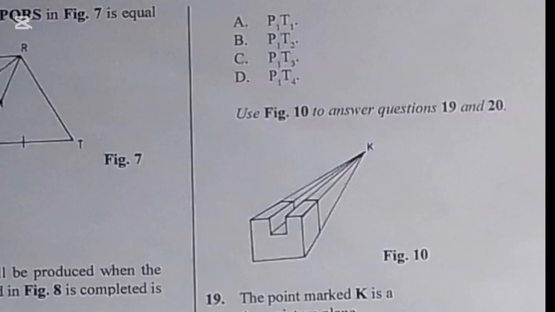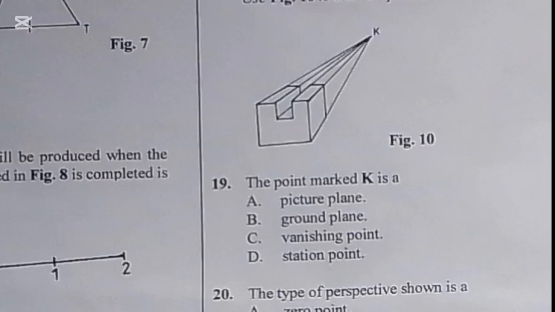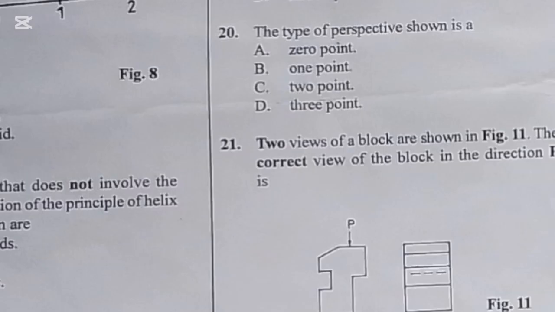Now use figure 10 to answer questions 19 and 20. Let's look at what question 19 is saying. This is under perspective drawing. So the point marked K is a vanishing point. That answer is C, that is the vanishing point. Then number 20, the type of perspective shown is a 1 point perspective because it's having just one vanishing point. So that is 1 point perspective. The correct answer is B for question 20.